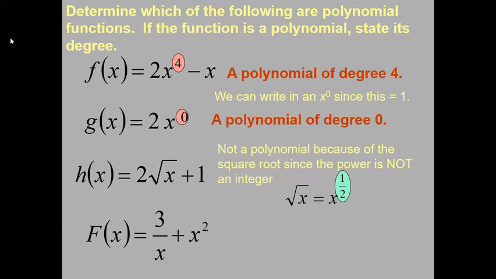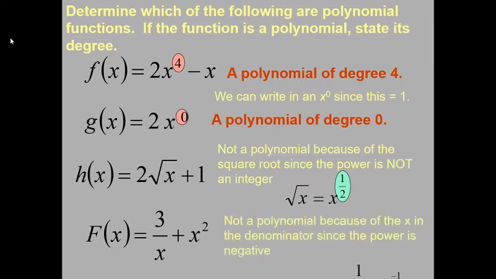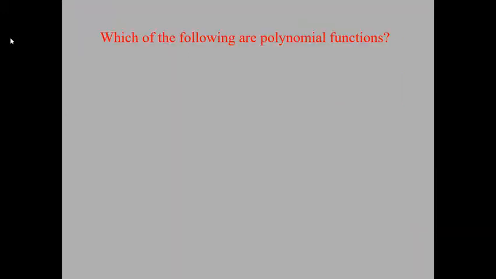What about f of x equals 3 over x plus x squared? Is this a polynomial? Not a polynomial because of the x in the denominator. The power is negative. It's x to the -1. Which of the following are polynomial functions? f of x equals x to the fourth minus x to the -2 plus 2x minus 9. Is this a polynomial function? No, this is not a polynomial function because you have a -2 exponent.